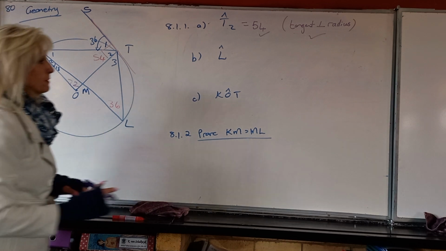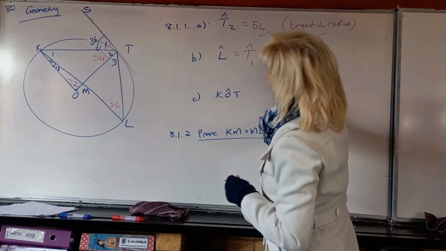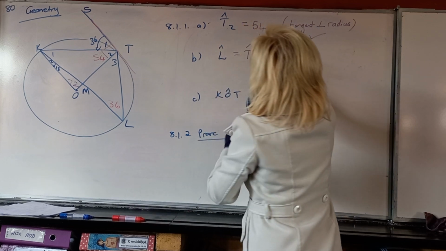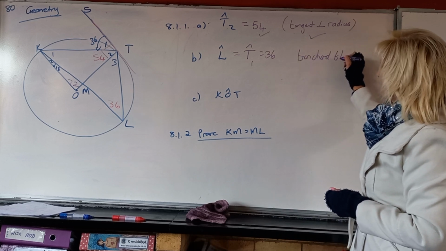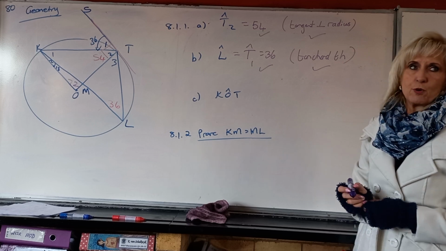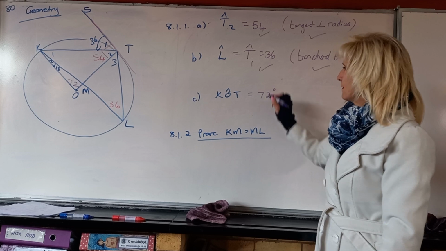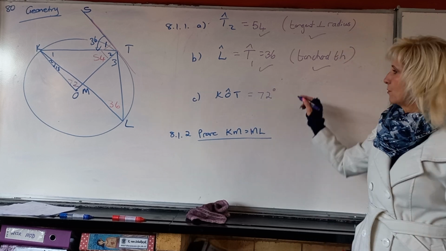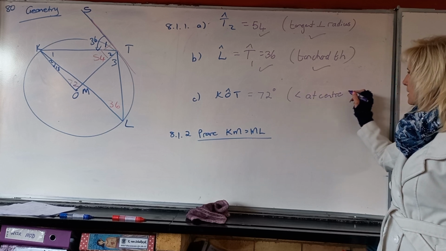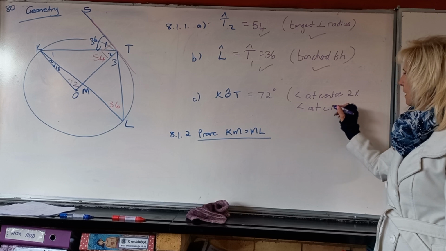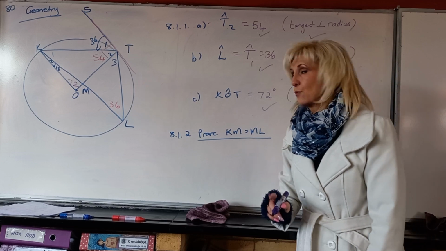So first of all, they did ask me for L. I did find L is equal to T1, which was 36. And the reason? Tan chord theorem. 2 marks again. KOT we've done now. KOT would be 72 because it's double angle L. Reason? Angle at the center is 2 times the angle at the circumference. Again 2 marks. Last question on it was 3 marks.